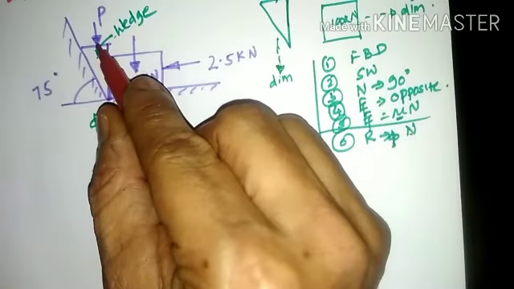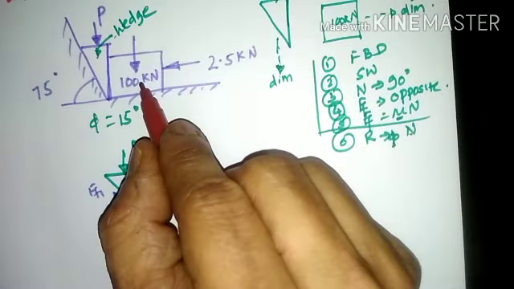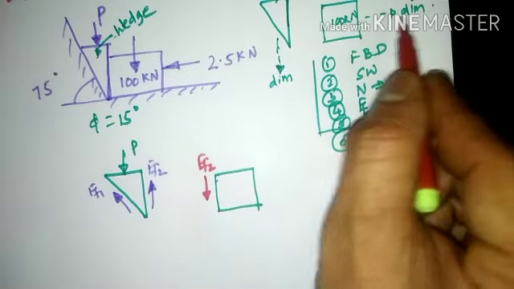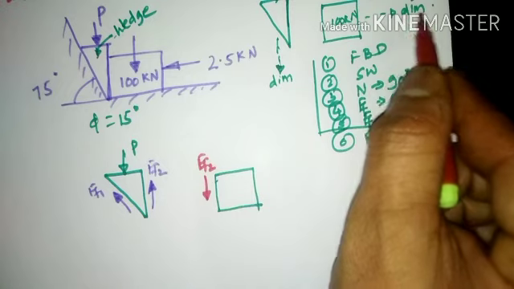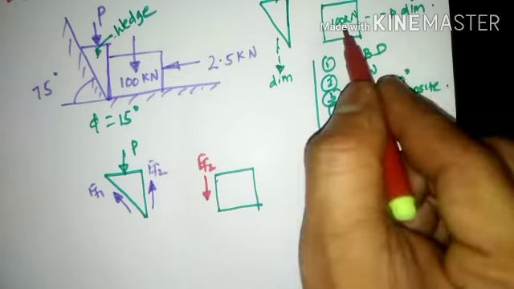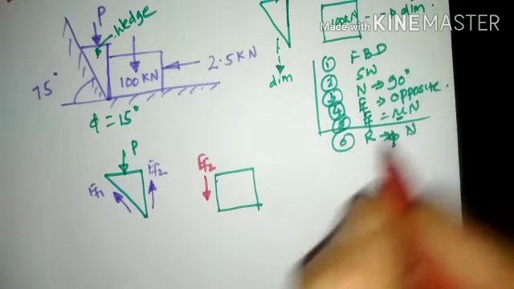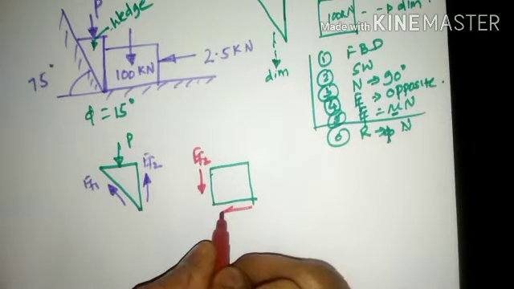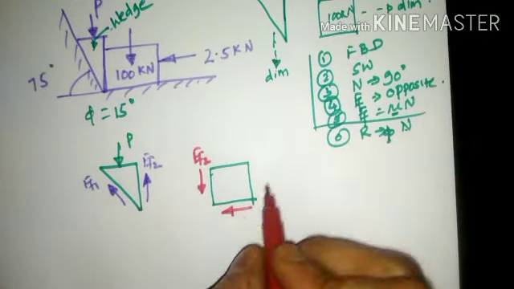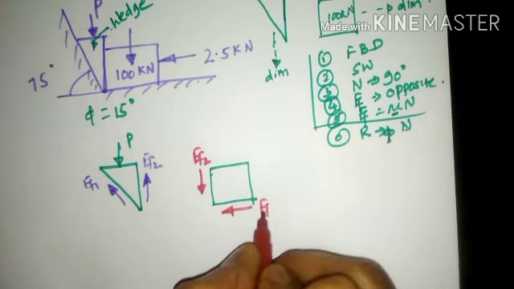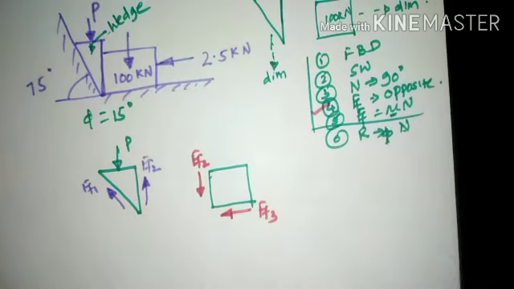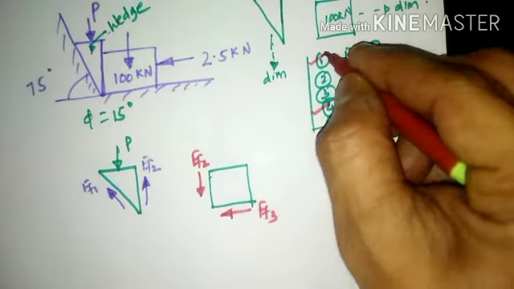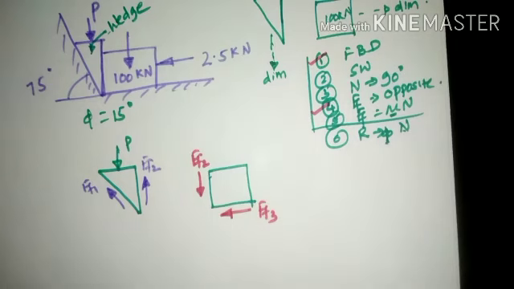As this particular block proceeds in the downward direction, the 100 kilonewton block will slide towards the right hand side, that is the direction of DIM. DIM means direction of impending motion, which will be towards the right hand side. If the direction of impending motion is towards the right hand side, the frictional force shall be shown towards the left hand side, and we shall name it F of f3. This will always be opposite to the movement of the body. So the free body diagram has been drawn and the frictional force has been drawn.